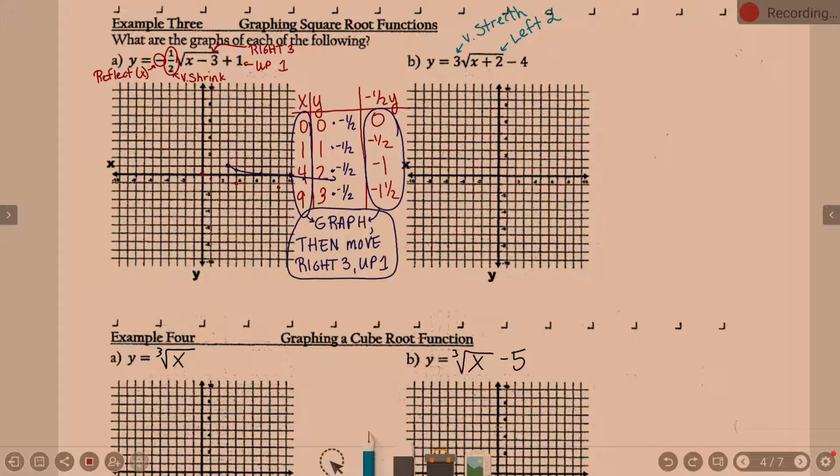Thank you. Minus 4 is going to take us where? It's up or down because it's outside the radical. And you go the direction of the sign. So this graph is going to be going down 4. Now, the left 2, the down 4, those are a piece of cake, yes? What about this stretch of 3?